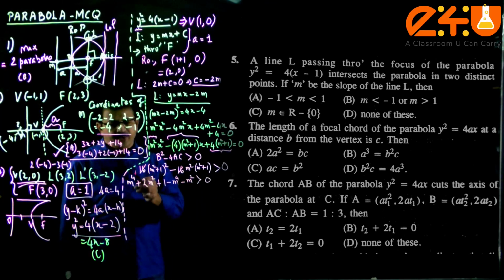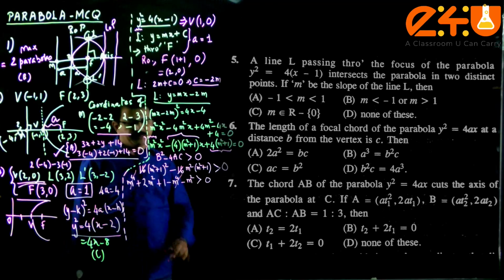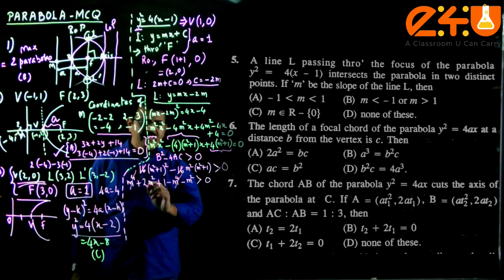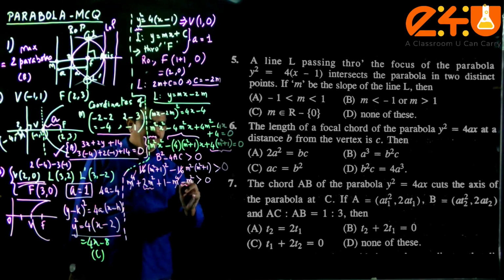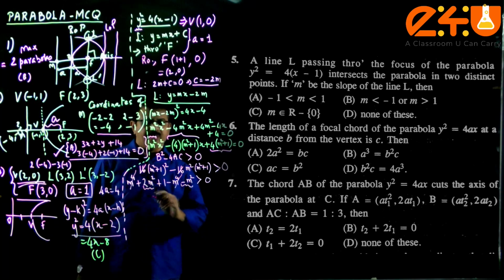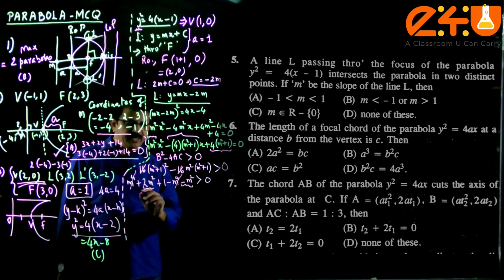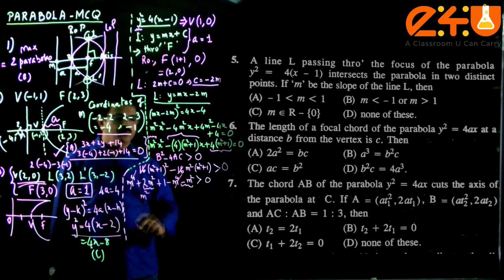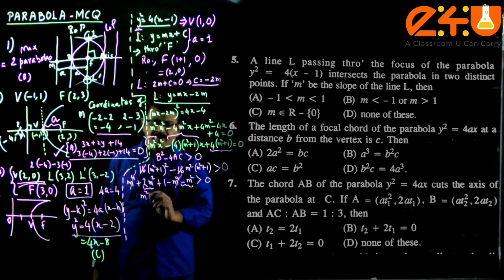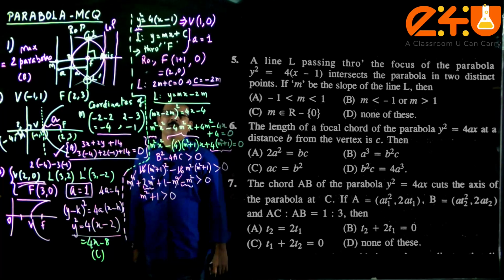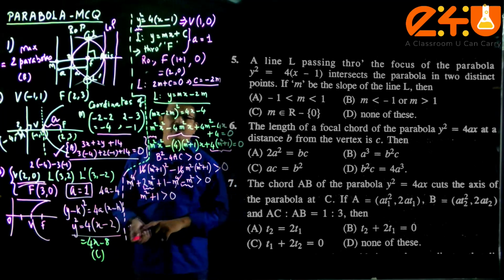So you can see I am able to cancel off the degree 4 term, and what I have remaining is 2m square minus m square, that is m square plus 1, greater than 0. Okay, so just follow once again.